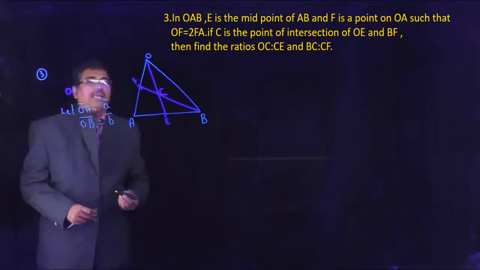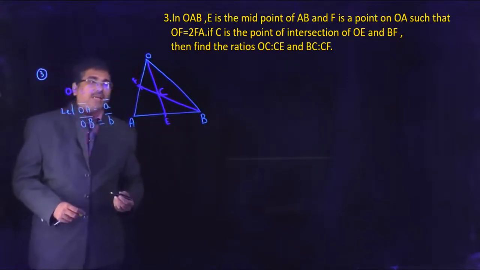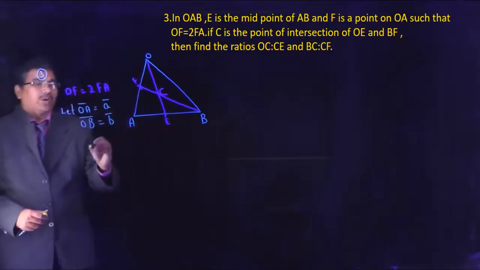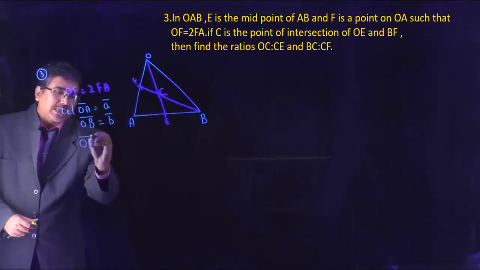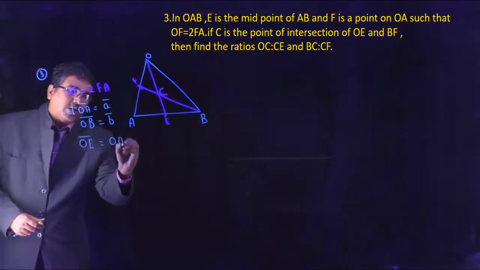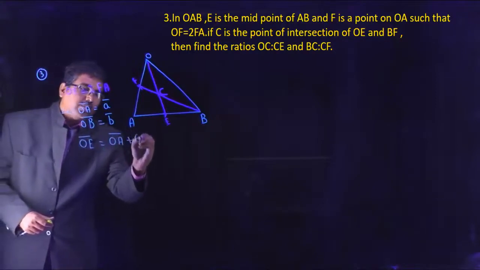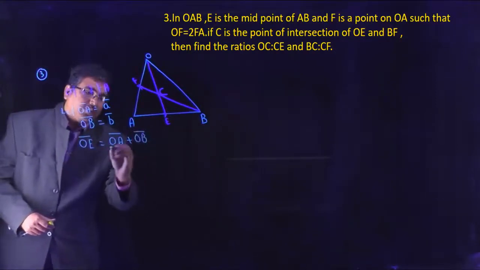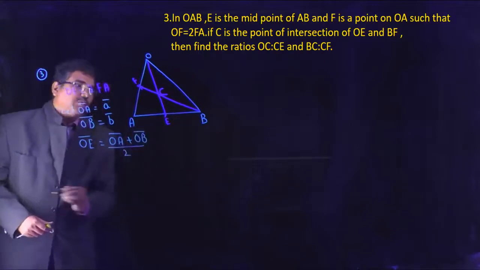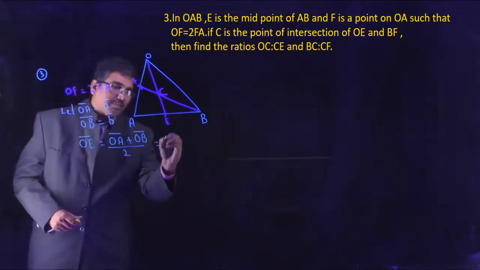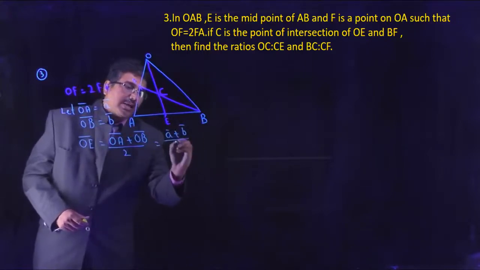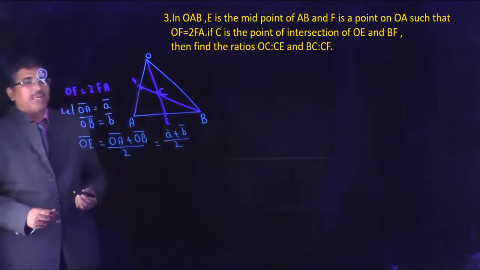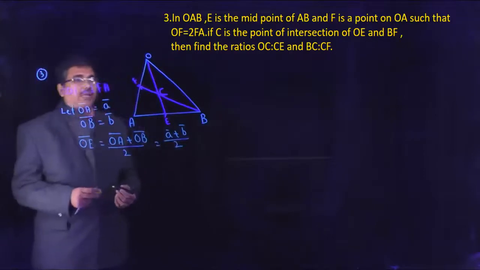Since E is the midpoint of AB, the position vector of E is equal to OA bar plus OB bar divided by 2, that is a bar plus b bar divided by 2, that is the position vector of E.